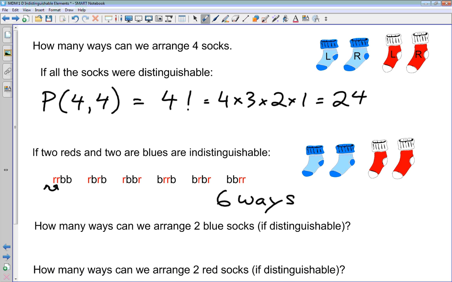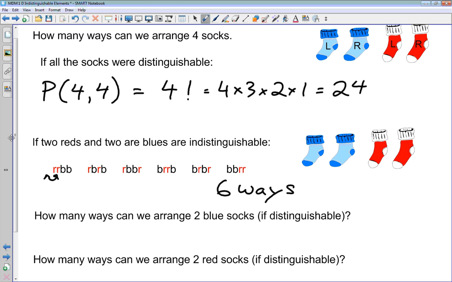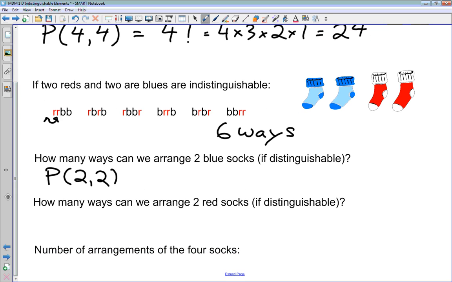So the way we do this is we start by thinking about, let's say we've got these 2 blue socks in our set of things that are indistinguishable. How many ways can we arrange these 2 blue socks? Well, if we're taking 2 socks, taking 2 of them, thinking of how many ways we can arrange them, the permutation is just P(2,2). So that would be 2 factorial.